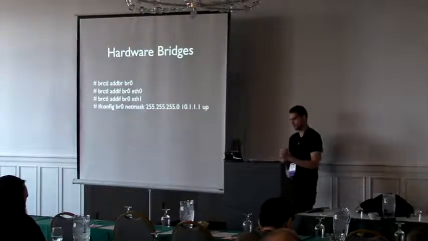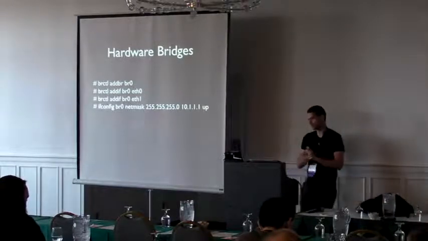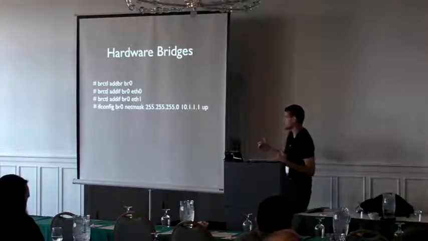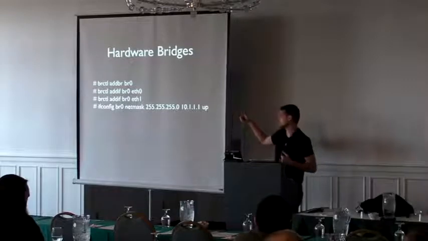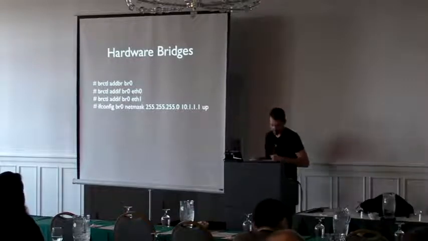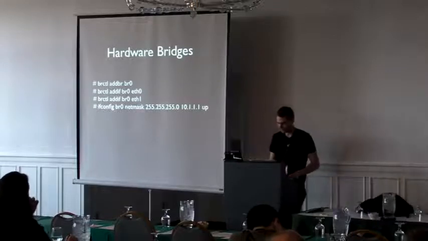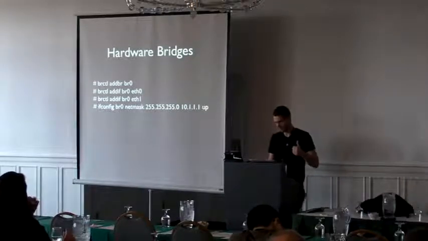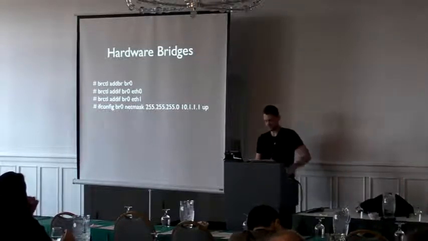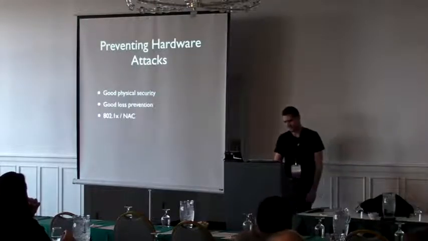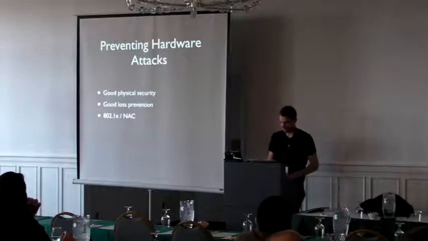This is basically all you have to do in order to set up a bridge on Linux. Use bridge control, type add bridge, and then add the interfaces you want to it. And then at that point, you can basically route traffic through the device. Great way to either manipulate traffic or just to get visibility into it. How do you prevent hardware attacks? Good physical security is what it comes down to.